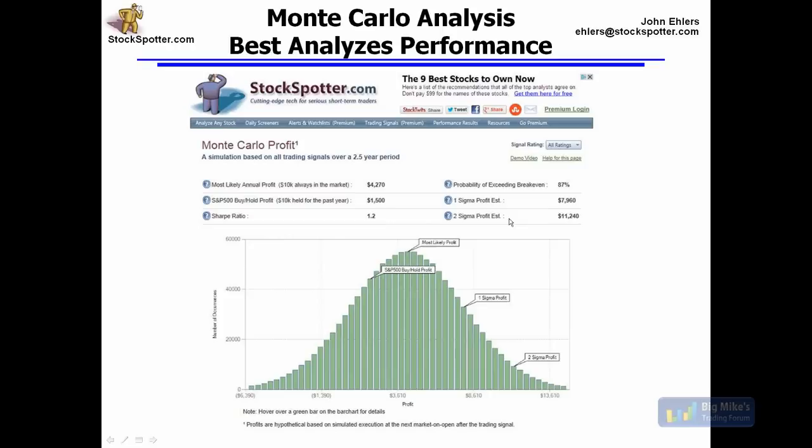So this random selection, or random synthesis, is a far better way to compute your likelihood of success than a single point calculation like risk of ruin or something like that. So it's a pretty good way of assessing.